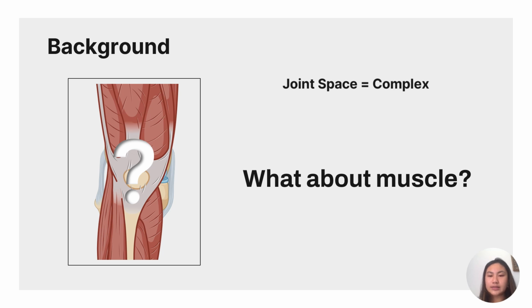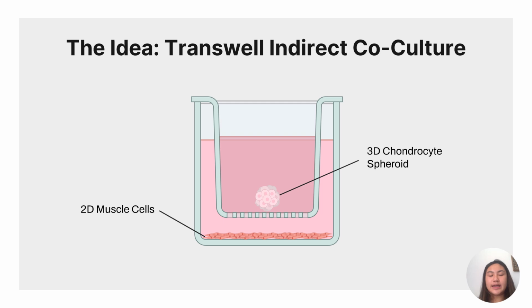When looking at this model, however, muscle and cartilage are often not touching each other. They're not in direct contact. So how do we study these two tissue types in a way that is physiologically relevant? We decided to utilize the idea of a transwell indirect coculture process, where our 3D chondrocyte spheroid will sit within a transwell insert, and a 2D muscle cell layer on the bottom of the plate will allow for soluble signals to pass through our transwell insert. And so the two cell types will communicate with one another.